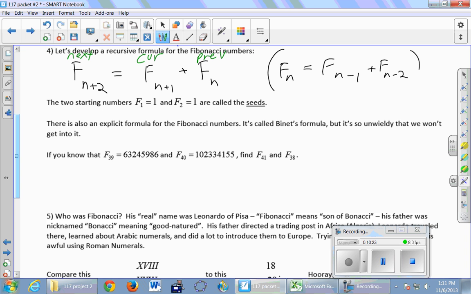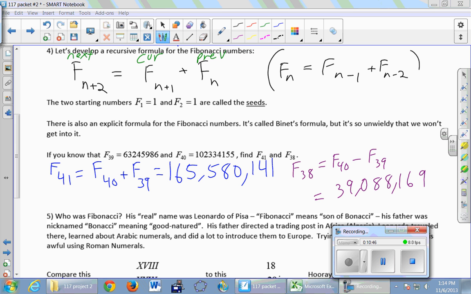But questions that I would like you to be able to answer are something like this. If I tell you the 39th number is this 63 million and change, and then the 40th number is this 102 million and change, how would we find the 41st number? Add those two up. Go ahead. So find F41 for us, and also find F38. Think about how to do that with your neighbors.